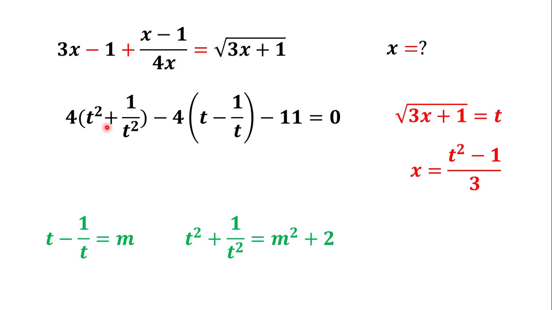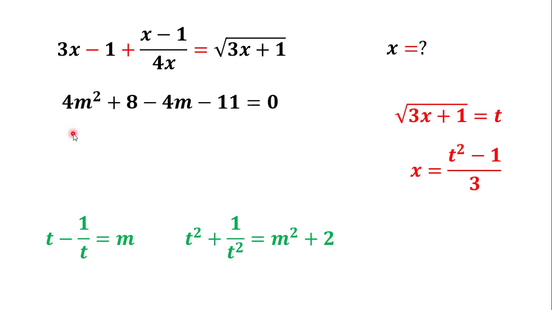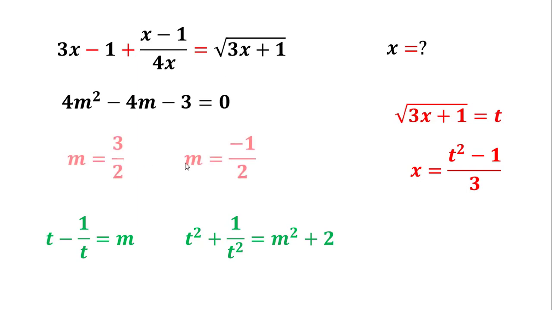And we replace t squared plus 1 over t squared by m squared plus 2 and t minus 1 over t by m. And we're going to get a quadratic equation in terms of m. 8 minus 11 equals minus 3. If we calculate the discriminant of this quadratic equation, we get the discriminant is 8, and m has two values. m equals 3 over 2 or minus 1 over 2.